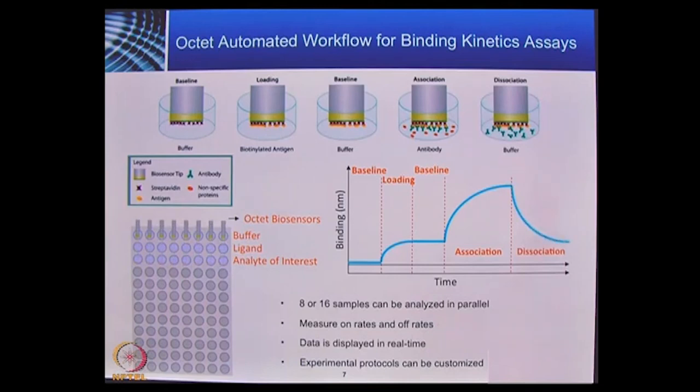And as the last step of this analysis, the biosensor is moved back to the wells which contain a buffer. Then in the buffer wells, the analyte will dissociate from the ligand and we can generate the dissociation curve. One thing we need to pay attention to here is that all the interactions and curves are generated in real time. We can get many details from this analysis.